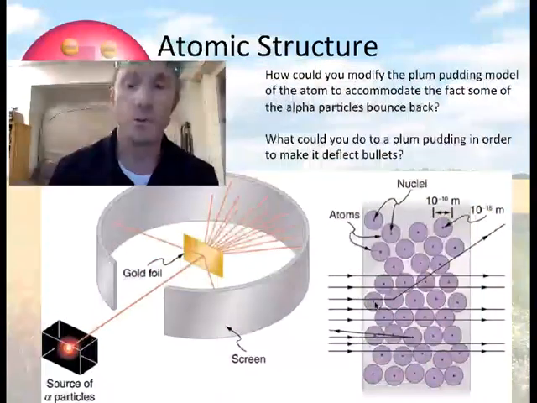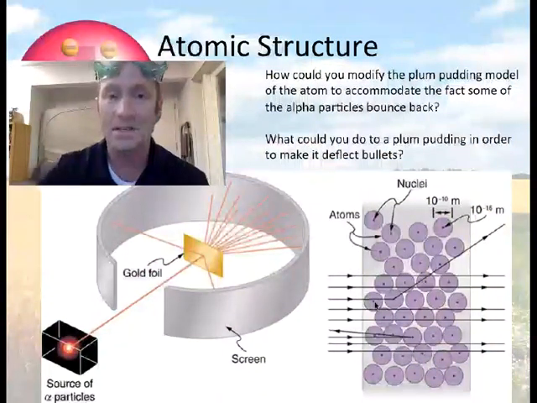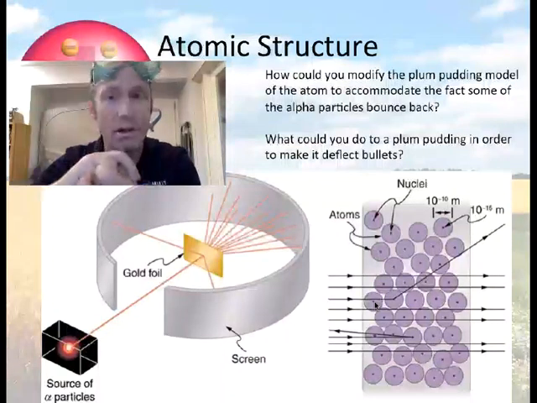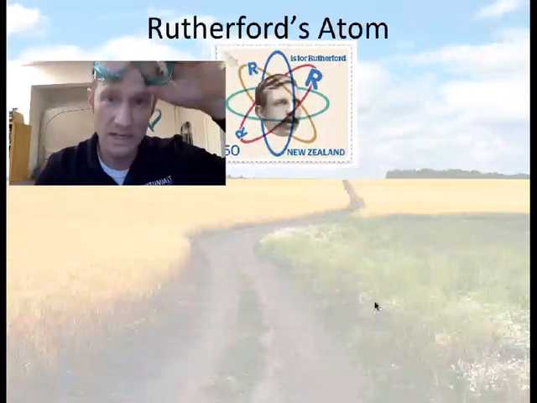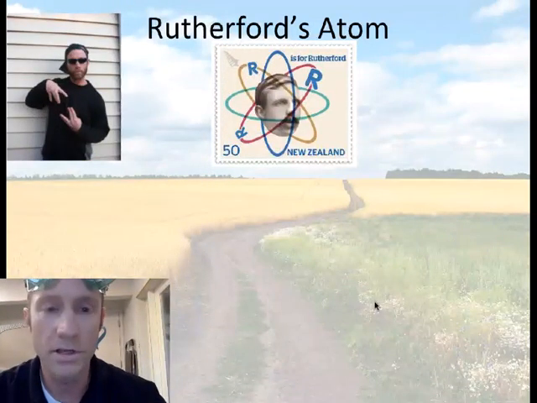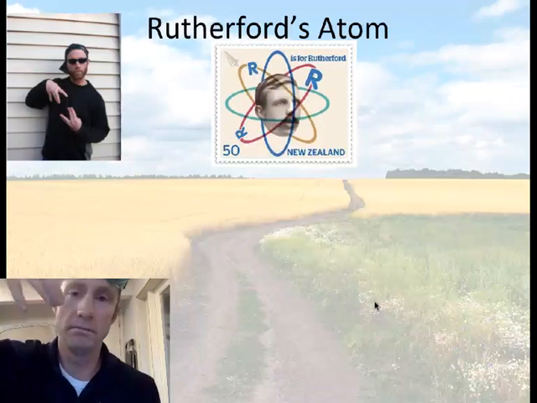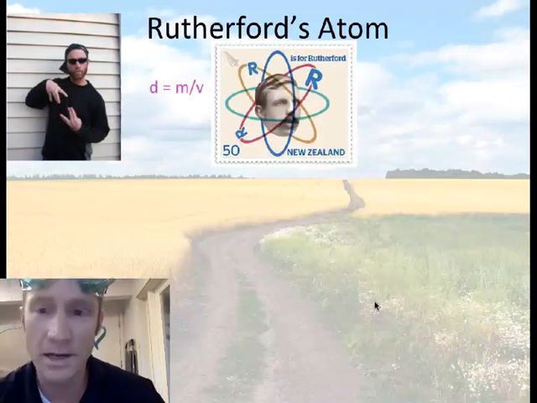Tasty. Well, that's what happened to Ernest Rutherford's alpha ray particles, and that's how he determined that the mass is compacted into a tiny little ball in the middle. It's not all spread out, but it's all compacted in a tiny little ball. Here's Ernest Rutherford, one of New Zealand's most famous sons. He was even on the postage stamp, as you can see. Here's me reminding you, mass divided by volume is density.